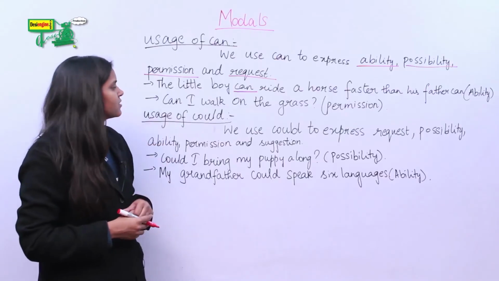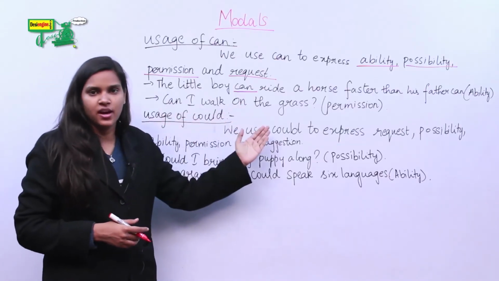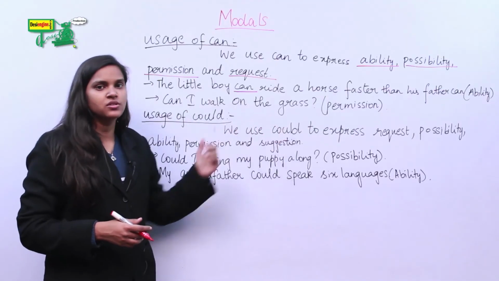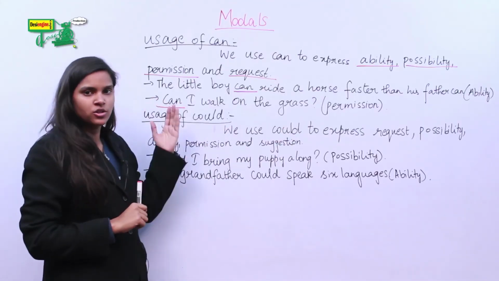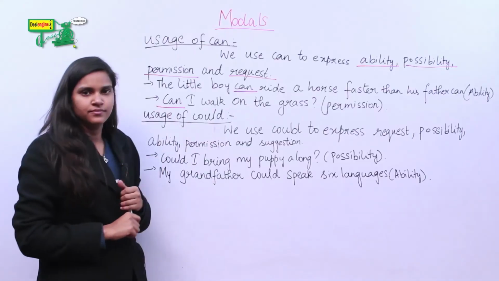The next one is: can I walk on the grass? This is a permission, and we are using the modal verb can.